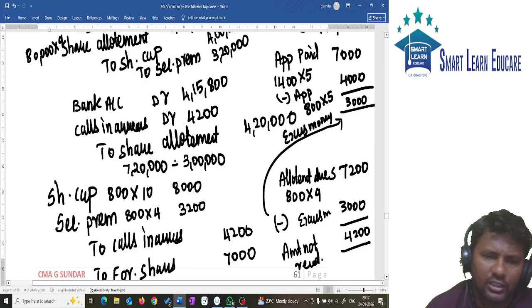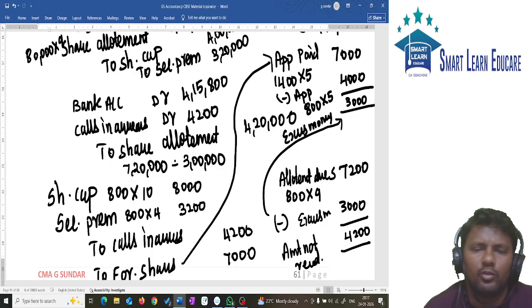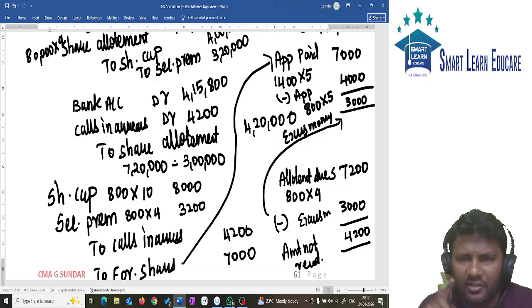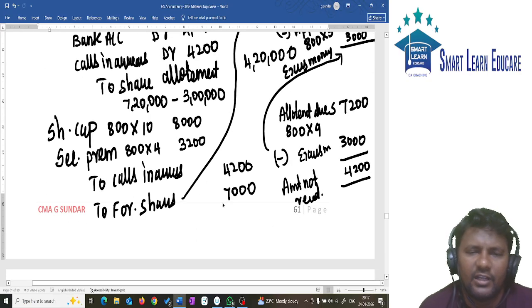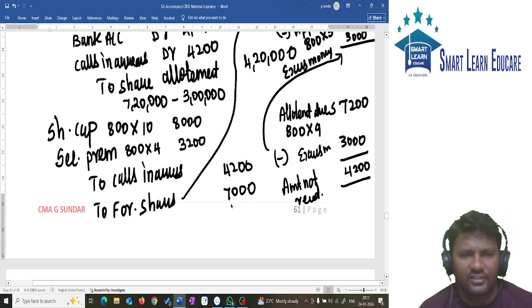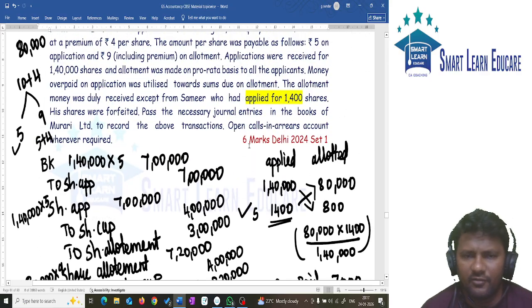This 7,000 is nothing but the amount paid by the applicant. The applicant has paid 7,000 rupees, correct? On 1,400 shares he paid 5 rupees. And the 7,000 here we will have as what now? Forfeited shares. So that's all. So this is the answer for this question. 6 marks for this question.